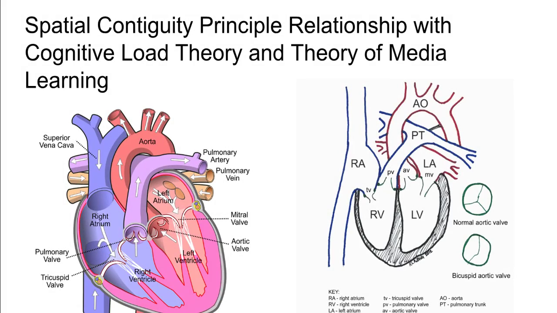The spatial contiguity principle is related to both the cognitive theory of multimedia learning and to cognitive load theory, again through the idea of extraneous processing or extrinsic load. The goal of the principle is to reduce the effort required to scan a page, which adds extraneous processing to any presentation.